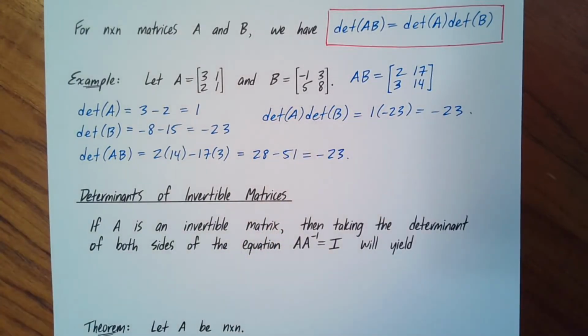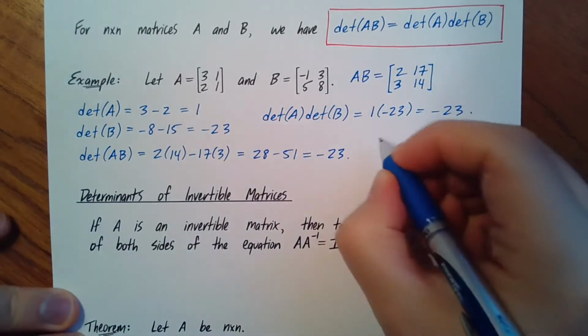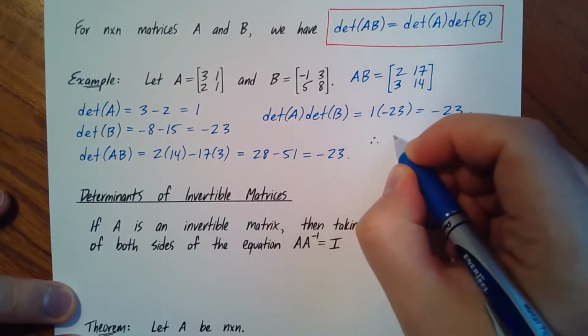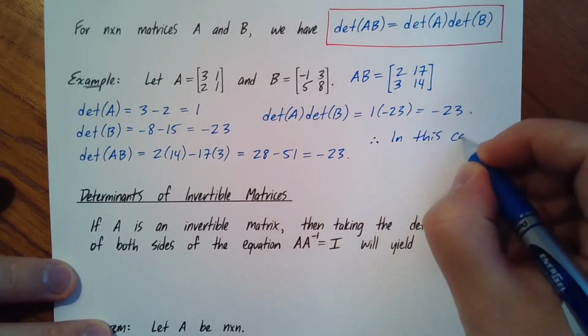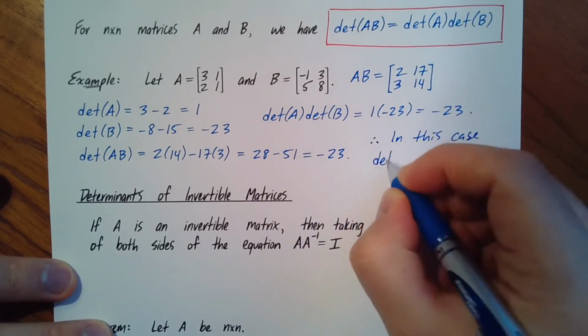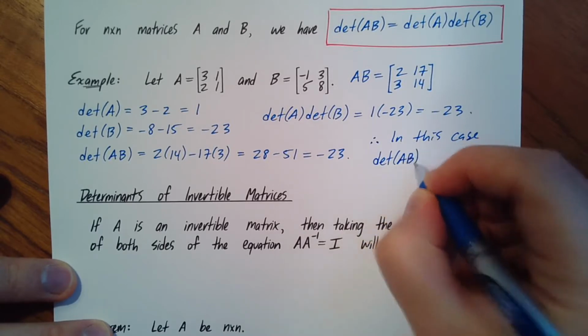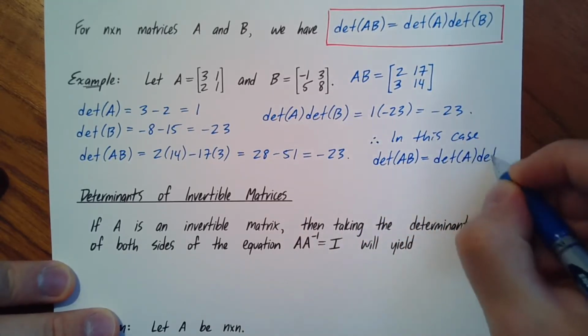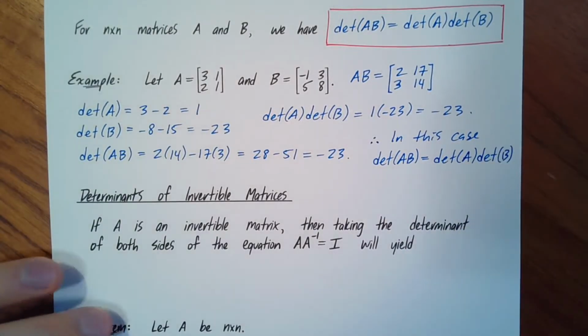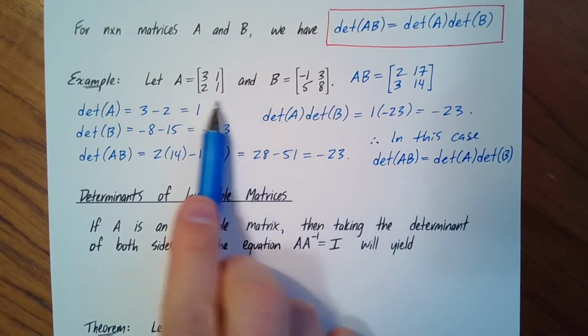So in this case, they're equal, right? So we can say that here. Therefore, in this case, the determinant of AB is equal to the determinant of A times the determinant of B, right? So therefore, it works in this particular case.